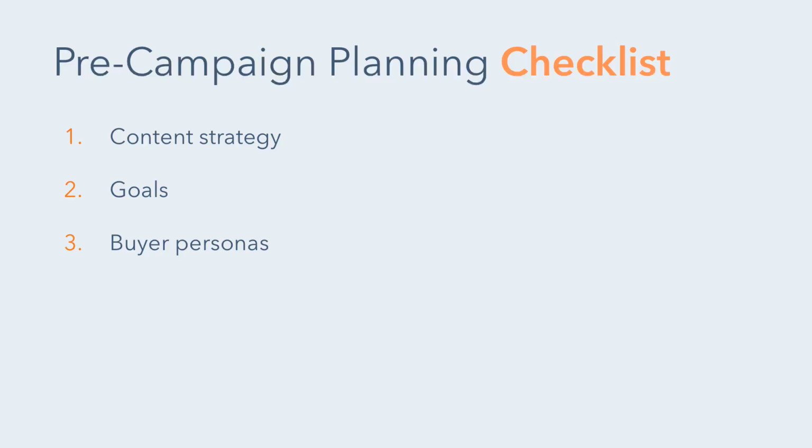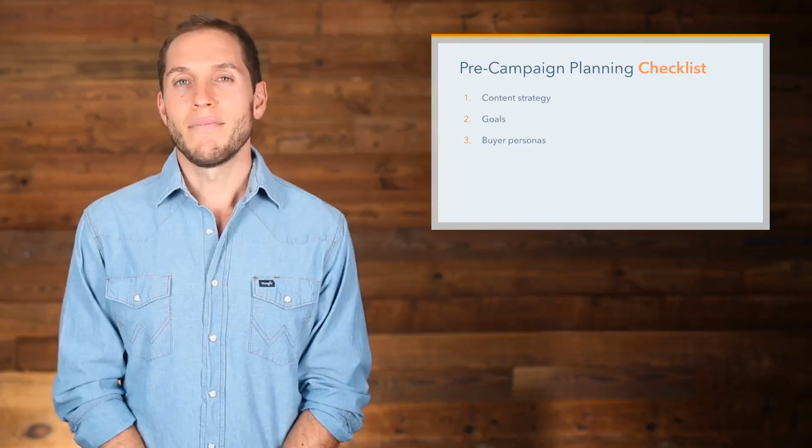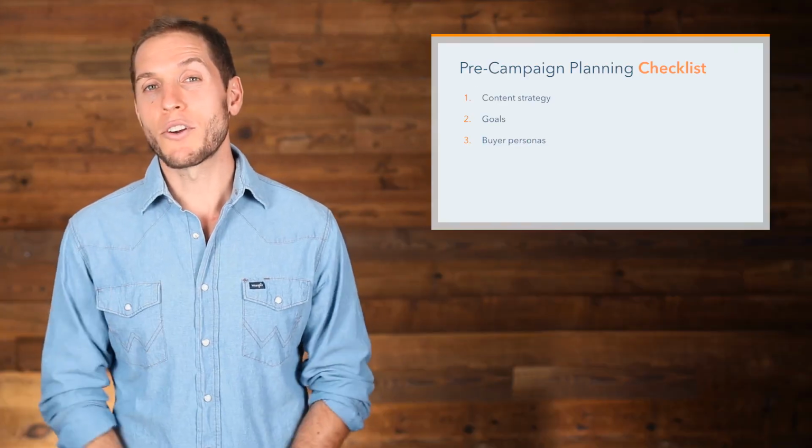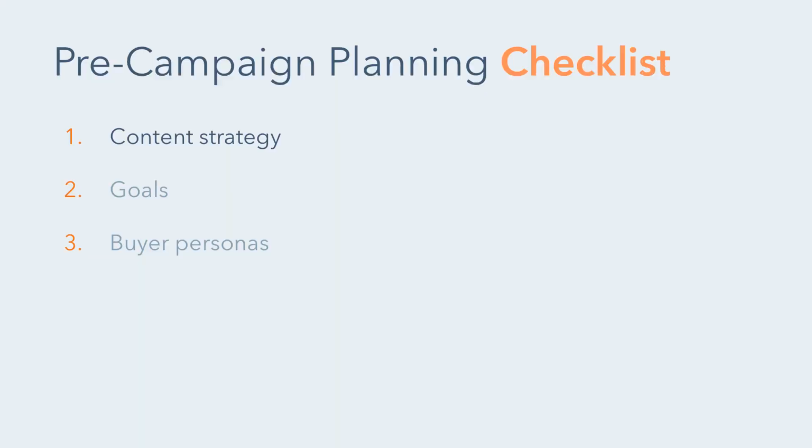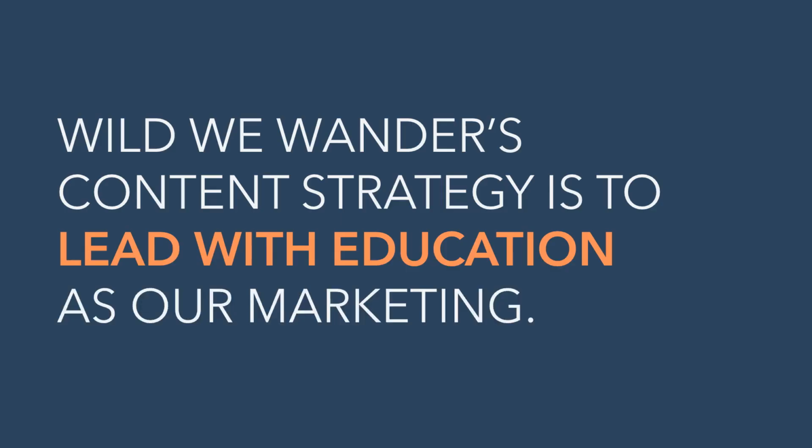To start, we put together a pre-campaign planning checklist, which includes content strategy, goals, and buyer personas. Knowing these 3 things is important to creating meaningful inbound marketing campaigns that have lasting value. Let's start with content strategy. Wild We Wander's content strategy is to lead with education as our marketing.